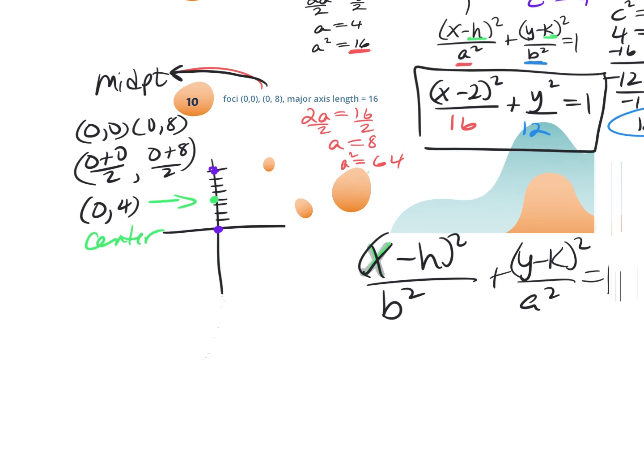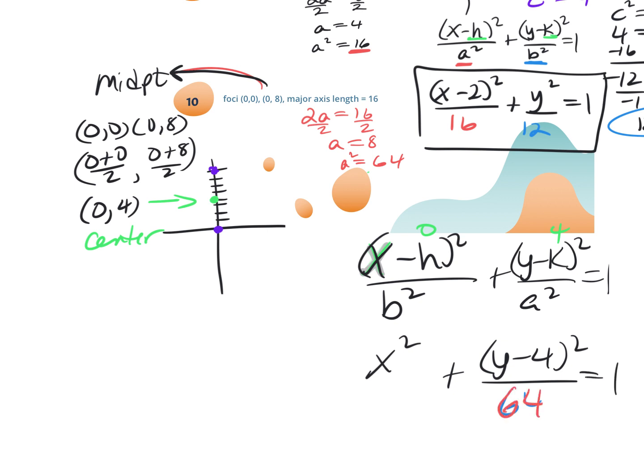So if I plug in a 0 here and a 4 here, the x minus 0 is just x squared. And then this is y minus 4. I also have my a squared already. It was the 64. So now I need to just find the b squared. So I'm going to use my c value. And again, I can find the c value here, and I can see that it's just four spaces away. So my c is 4. So c squared is 16.